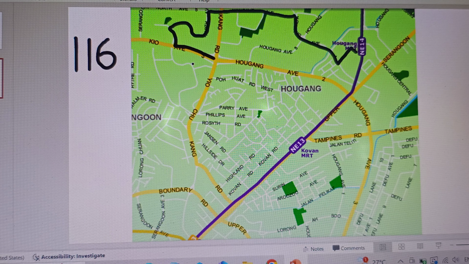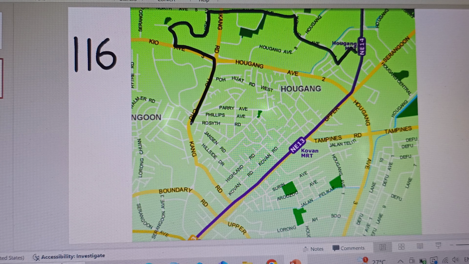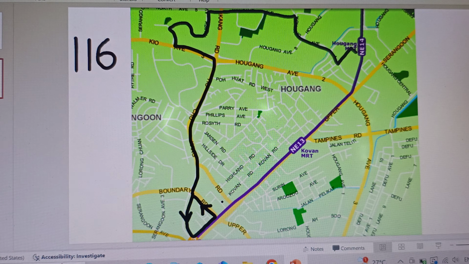So now on to the main point of the video. 116 goes straight like this. And then at Serangoon Central, it loops like this, in the same way as 53M. It loops in an anti-clockwise fashion.